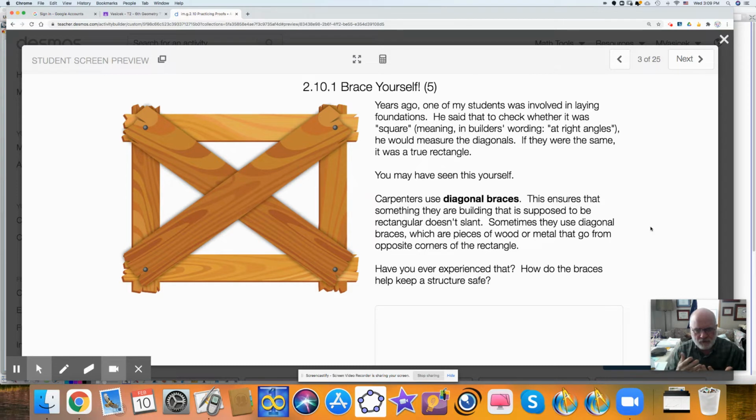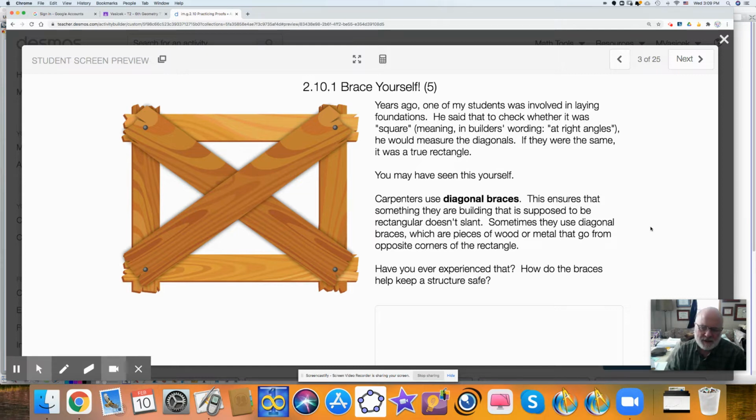And maybe you've installed a window or a door or something like this, and if you ever install the window, you measure the diagonals, and they are the same length, that means that it's not going to be a parallelogram that's slanty-wise. It's going to be a rectangle, which is also a parallelogram. It's going to be a rectangle, right angles.